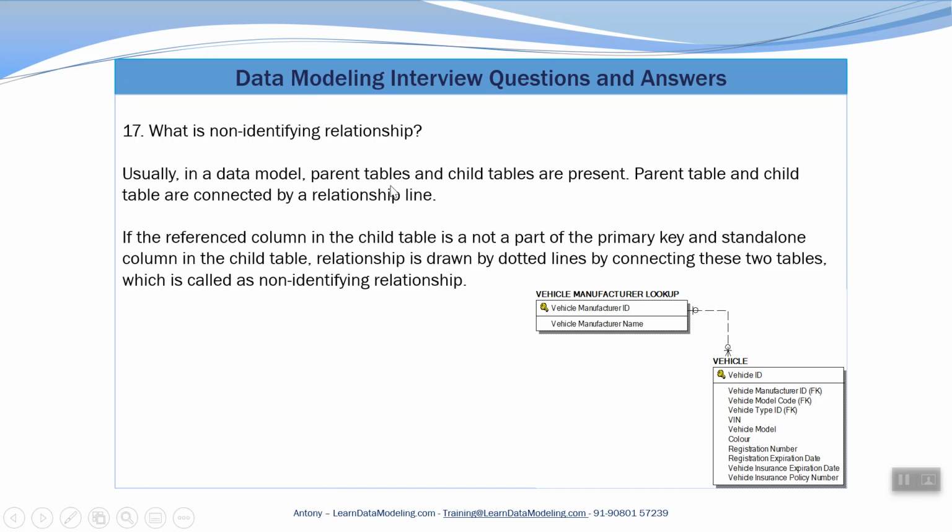What is a non-identifying relationship? Usually in a data model, parent tables and child tables are present. Parent table and child table are connected by a relationship line. This is a relationship line. Here the parent table is vehicle manufacturer lookup and the child table is vehicle lookup. If the reference column in the child table is not a part of the primary key, so what is the reference column here? Vehicle manufacturer ID. If it is not a part of the primary key, that is correct, and it is a standalone column in the child table, the relationship is drawn by dotted lines connecting these two tables, which is called a non-identifying relationship.